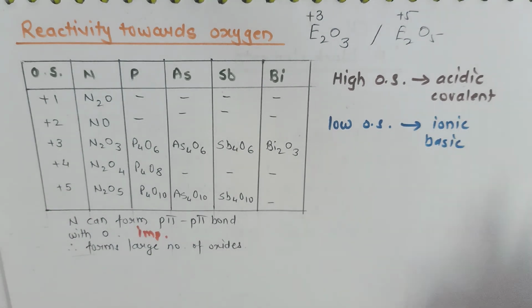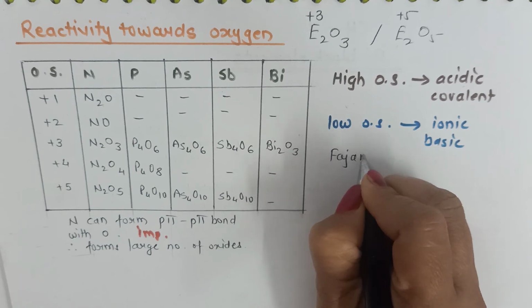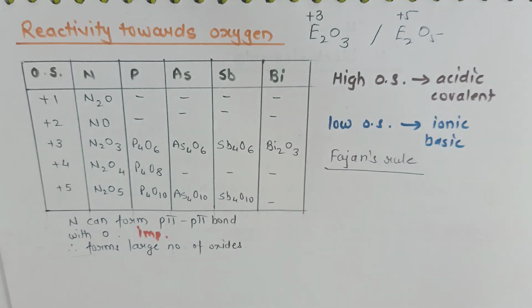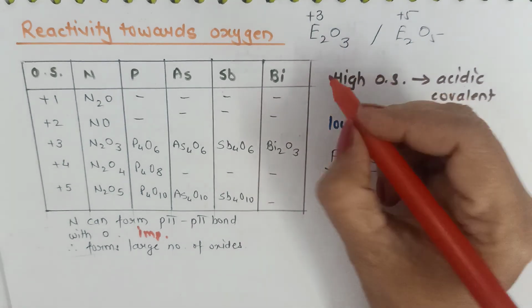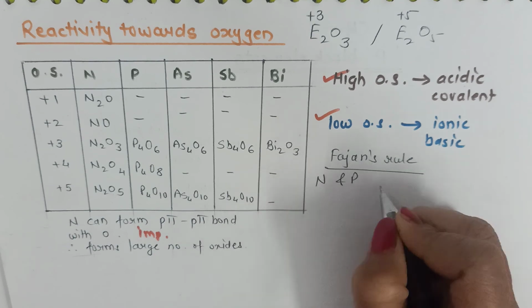Now, why does this difference come as the oxidation state changes? The answer lies in Fajan's rule, which we have studied in class 11th, that smaller the size of the cation or larger the size of the anion, greater will be the covalent character. So this trick will help you to find out the acidic or basic nature, or the covalent or ionic nature of any compound.